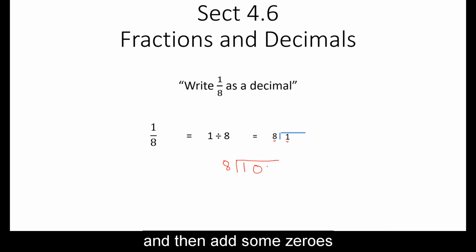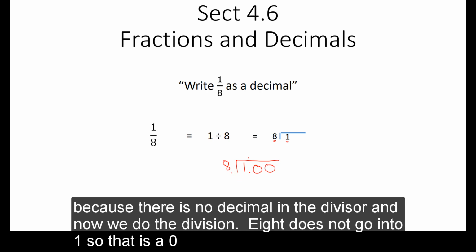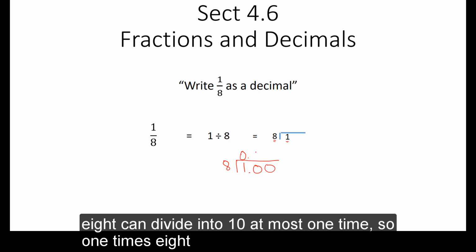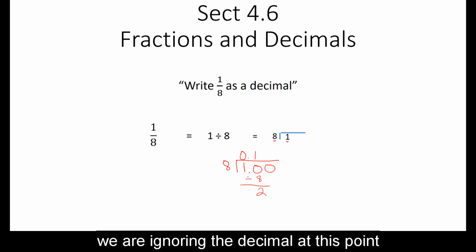I'm going to add some zeros. At this point, you can then place the decimal point in your answer, because there is no decimal in the divisor, so we don't have to move it. And now we do the division. Well, 8 does not go into 1, so that's a 0. 8 can go into 10 at most one time. 1 times 8 is 8. Subtract, I get a 2. And again, we're ignoring that decimal point at this point.